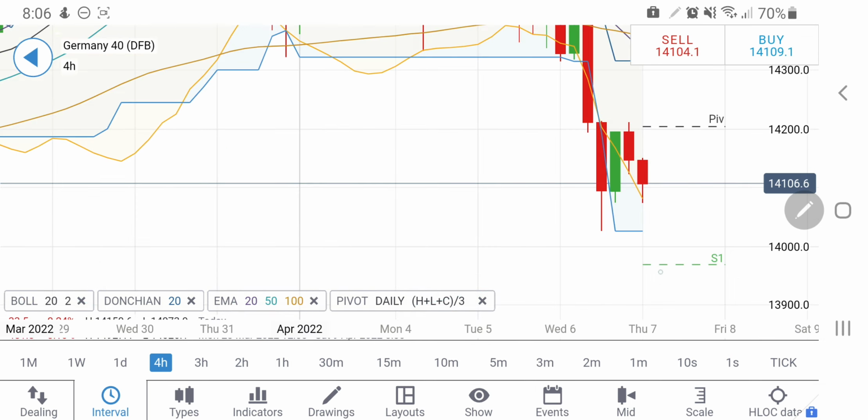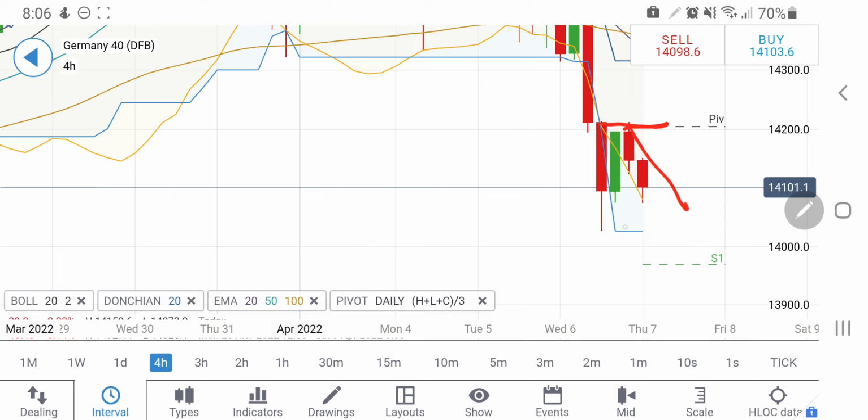Now let's have a look at Germany 40. See, Germany has got its resistance at 14,210 levels. Only trading above 14,210, one can expect it to rise. At the same time, there is a support at around 14,050 levels and 14,100 levels. These two levels are important for Germany 40. So don't trade in between these 150 points.